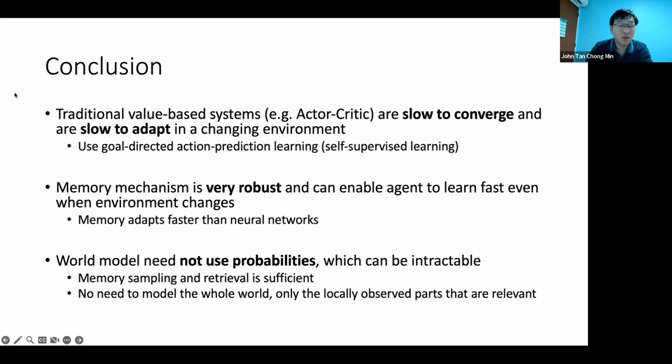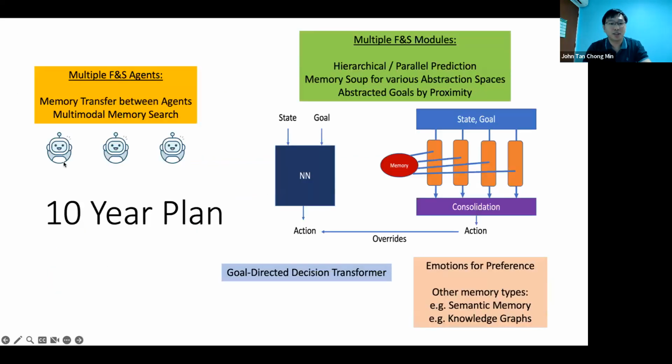Now let's move on to today's key point. So what is this 10-year plan? My life goal is to create fast learning and adaptable agents, and I'm very unhappy with the current state of the art. So this plan is to get to a future state where artificial agents are able to learn and adapt just as fast or even faster than humans.